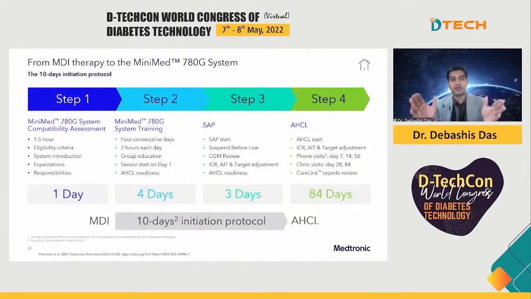Coming to basically the initiation protocol, what they did. They did it in steps 1, 2, 3, 4. Step one was day one, which was a compatibility assessment of 780G, 1.5 hours, eligibility criteria, system introduction, expectations, responsibilities. The next step was 4 days, 2 hours each day, group education. Sensor was started on day one. They again did AHCL readiness. Step three, over 3 days, SAP start, suspend before low was activated, CGM was reviewed, they did the adjustment for ICR, AIT and target. They also looked at HCL readiness again. And after the 10th day, they started the HCL, the 780G system, with follow-up.